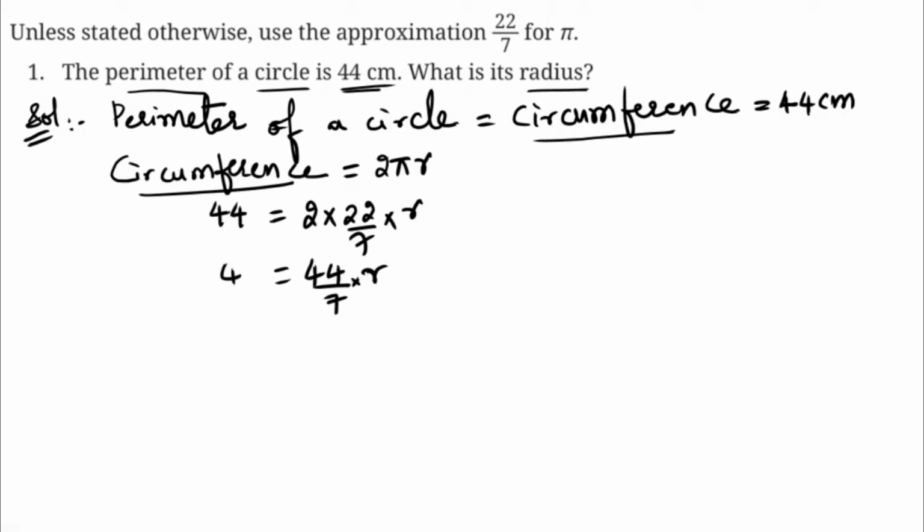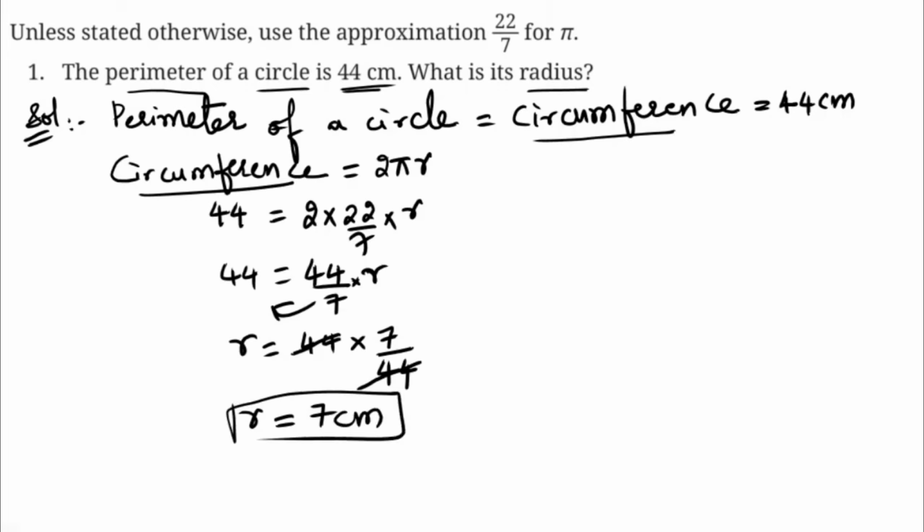Okay, so if we transpose this 44 by 7 to that side, we will get r is equals to, first of all we will write 44, and after transposing we will get 7 upon 44. So 44 ones are 44, ones are, r is equals to 7. So what is this? 7 centimeter.